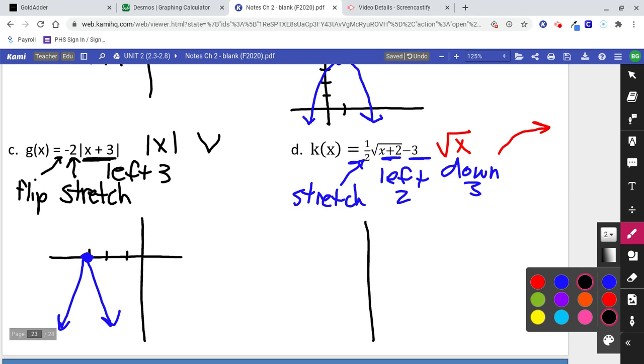So left 2 and down 3 is where the starting point of that eyebrow is. It's hard to think about a stretch of 1/2 on a square root shape because you're not real comfortable probably with that shape, but it's going to look something like this. And that's probably good enough for now.